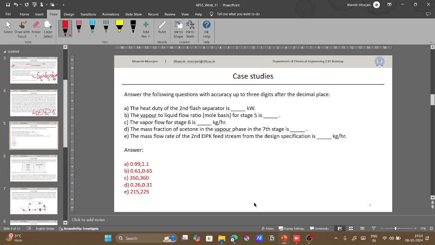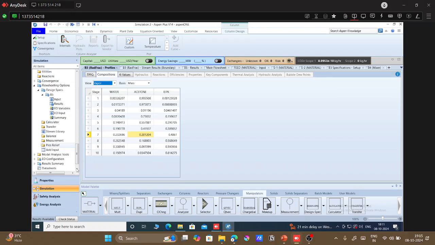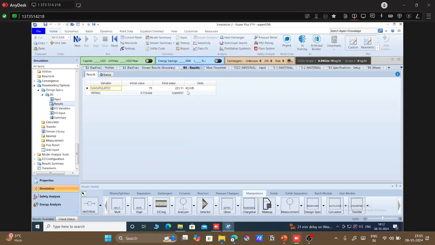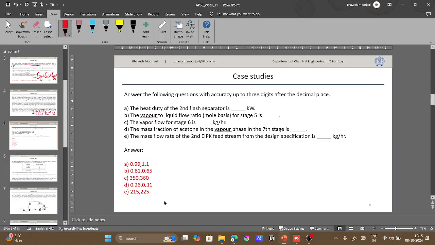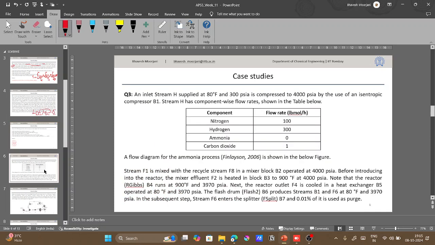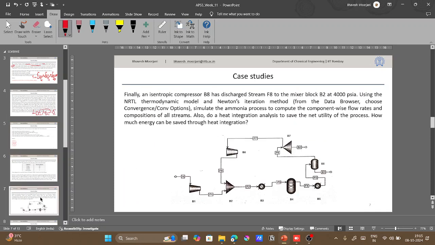Mass flow rate of the second EIPK feed stream for a design specification, that we found as 222, right? So we started with 75 and we got 221 kg per hour, we should get the desired value. So this is the range of your answer. Now moving forward with the third example.